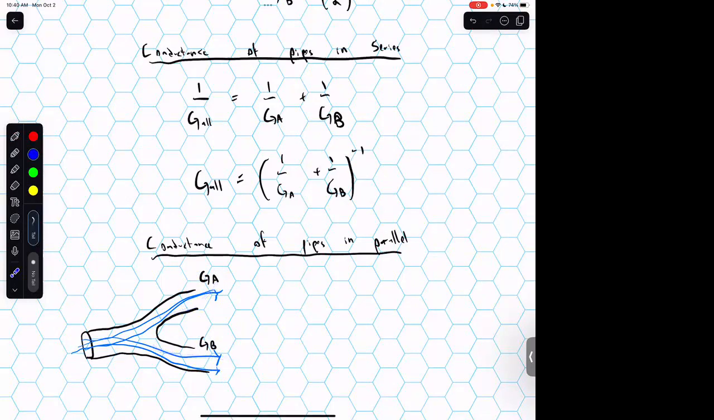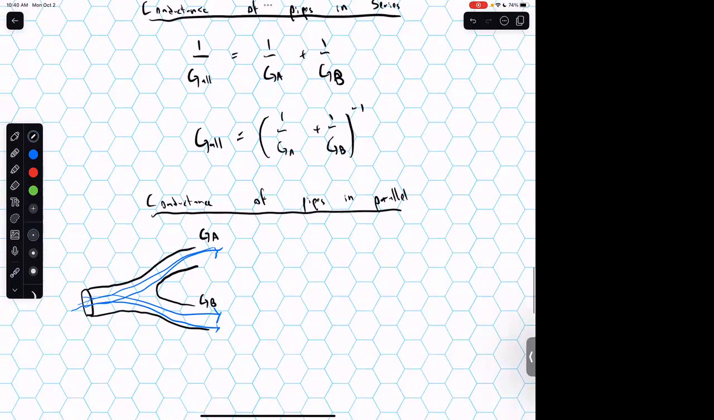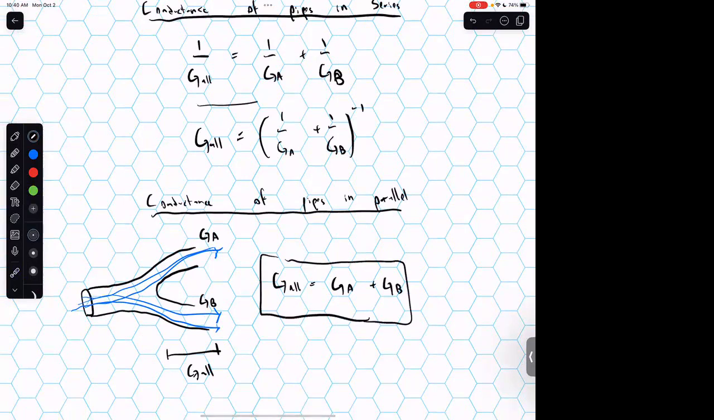Okay, so in this case, if I wanted to find the overall conductance of these two parallel pipes, the expression is way, way simpler, which is I just write that the overall conductance just equals GA plus GB. And I'll go ahead and just box these so it's a little bit nicer.